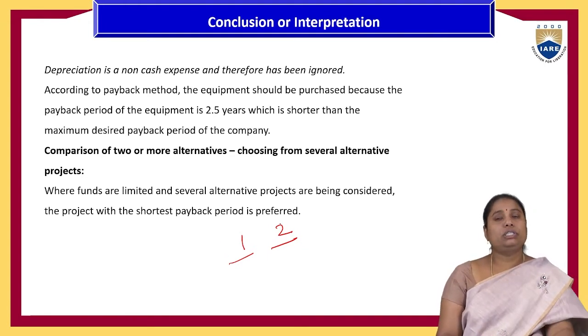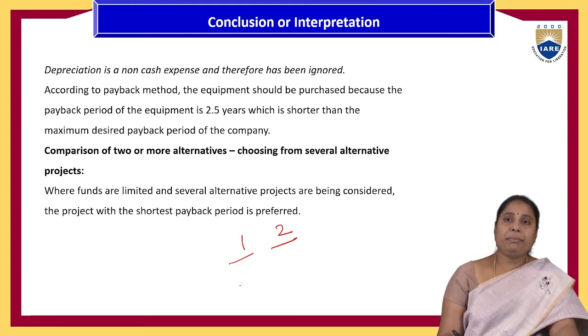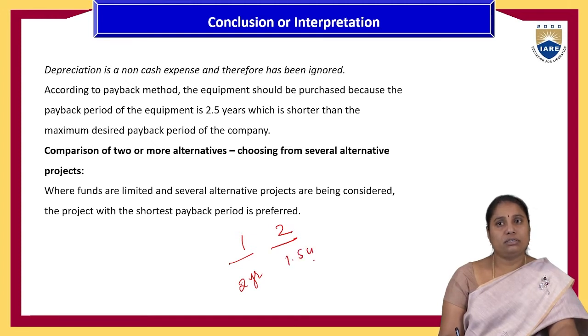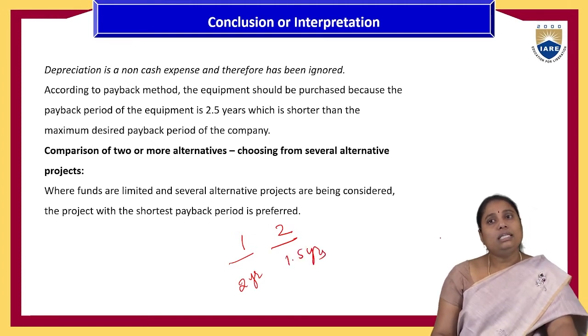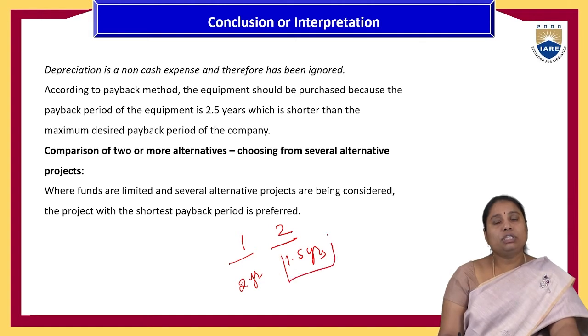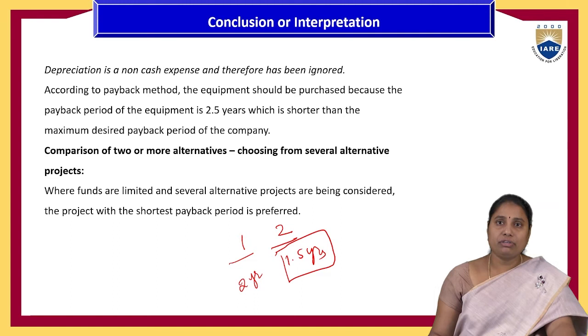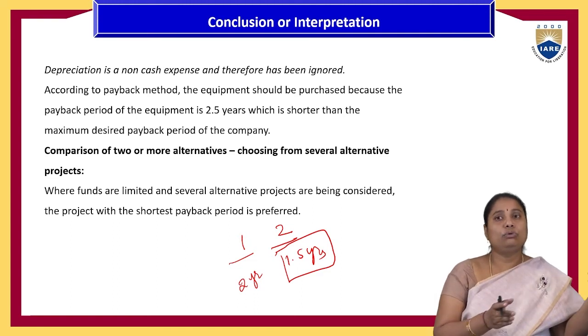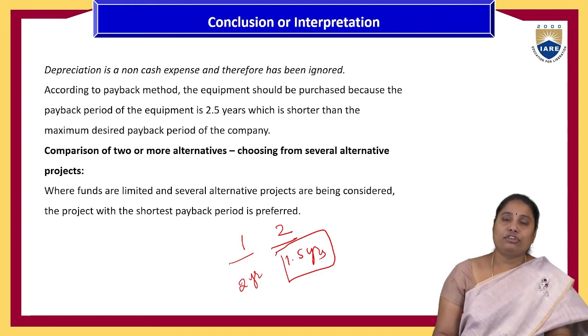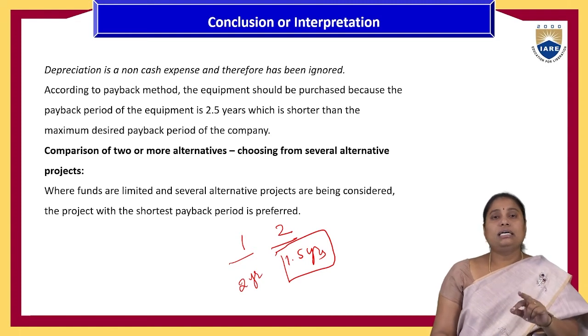At this stage, suppose the first machinery's payback period is 2 years and the second machinery's payback period is 1.5 years. As per the payback rule, it is better to purchase the second machinery, because they will get their investment back within 1.5 years, rather than waiting 2 years for the first one. So that is another interpretation rule.